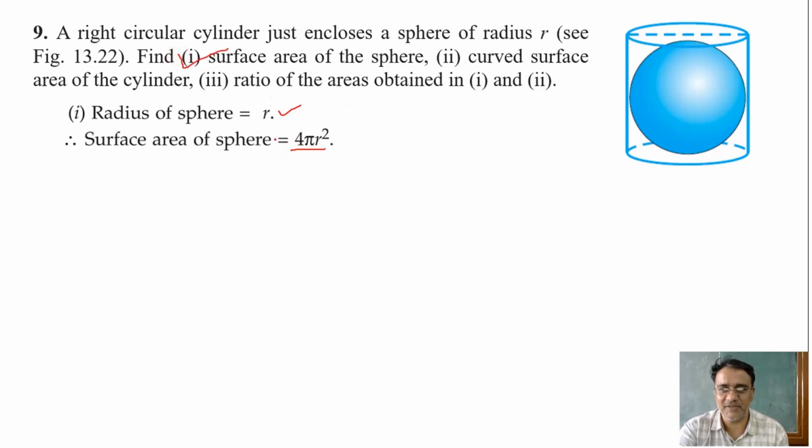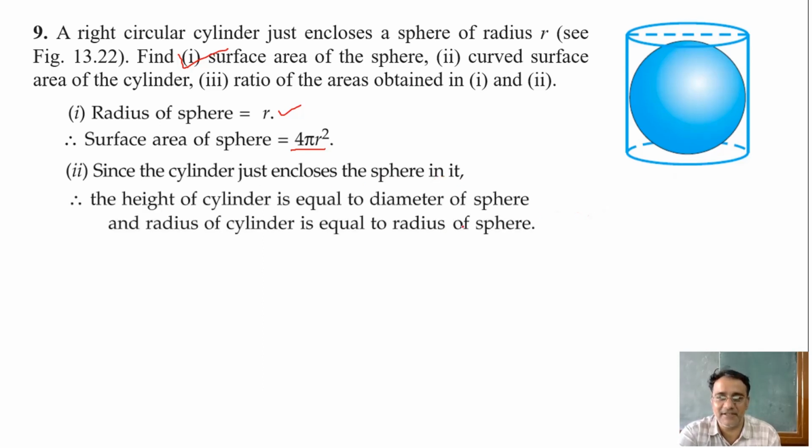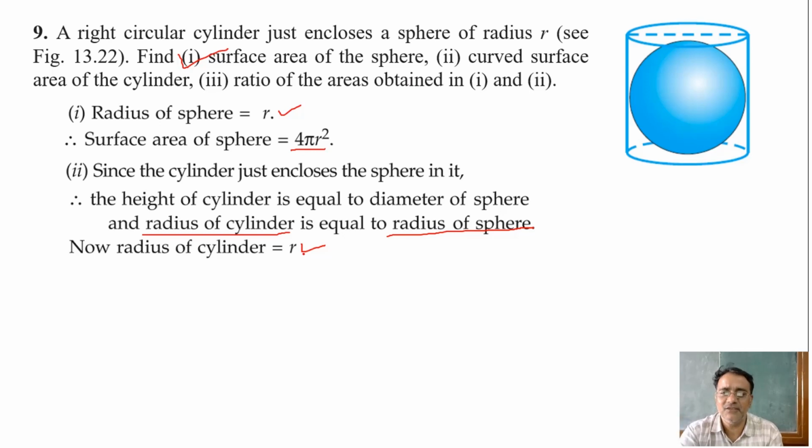So this is the first part over. Now the second part, we have to find the curved surface area of the cylinder. What is the curved surface area of a cylinder? 2 pi rh. Good, but before that we have to relate height and radius. Since the cylinder just encloses the sphere, the height will be equal to the diameter. The height of the cylinder is equal to the diameter of the sphere and the radius of the cylinder is equal to the radius of the sphere. The sphere has radius r, so the radius of the cylinder will also be r. And the height will be equal to the diameter, that is 2r. This is clear? Yes, sir.